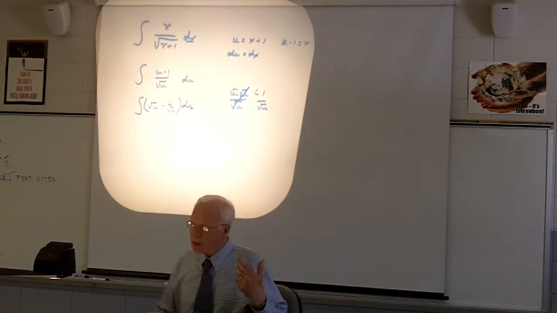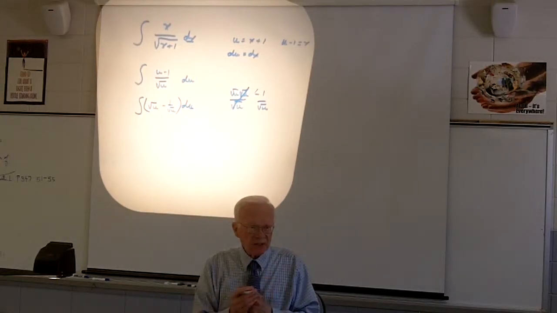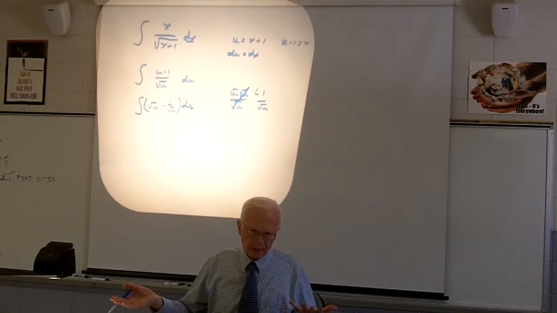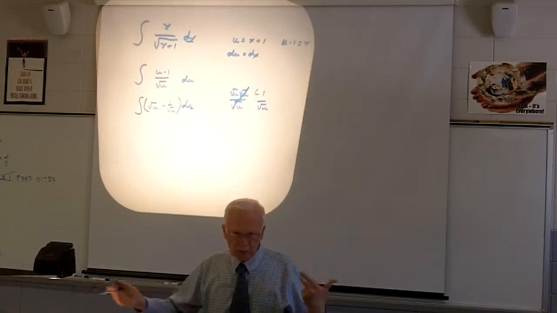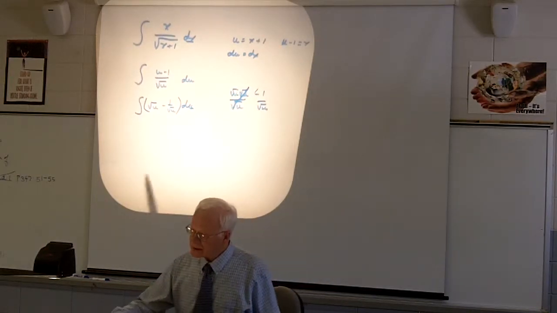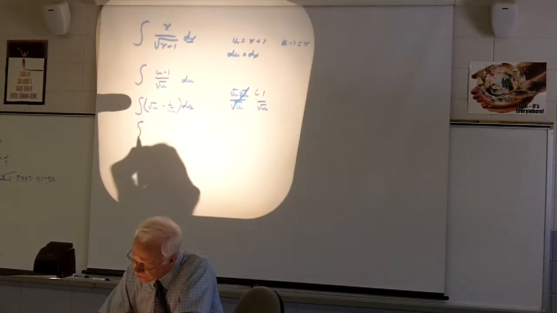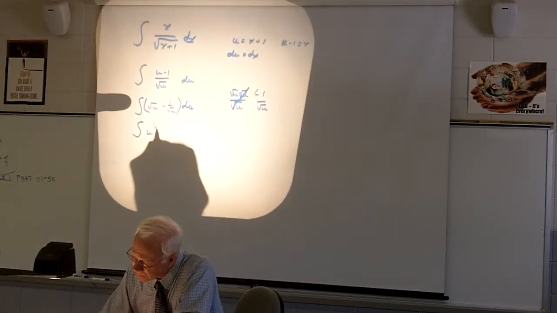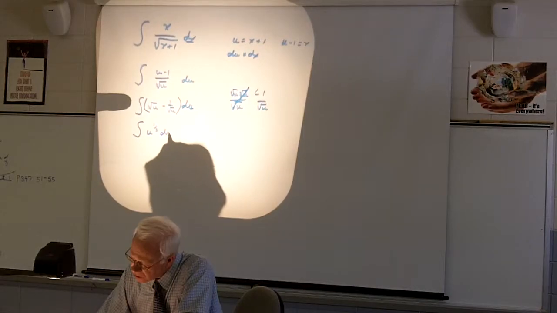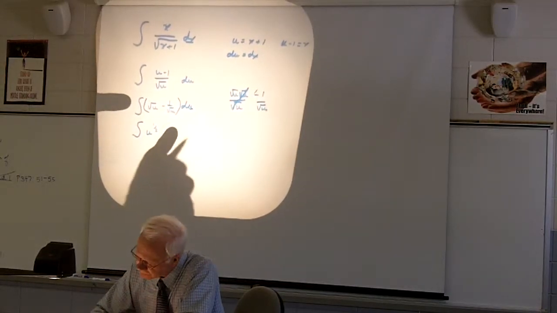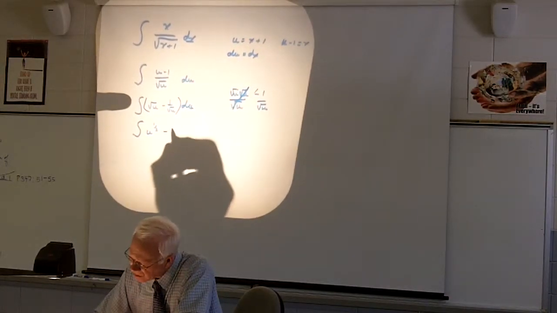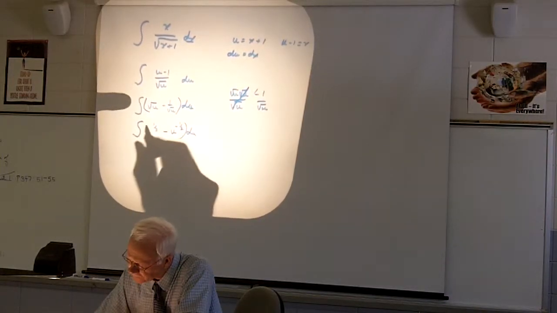And the other thing is, we learn common denominators, but sometimes it's nice if we don't use common denominators. Just spread them apart, instead of combining them like that. Now this becomes u to the 1/2 du minus u to the negative 1/2 du, like that.